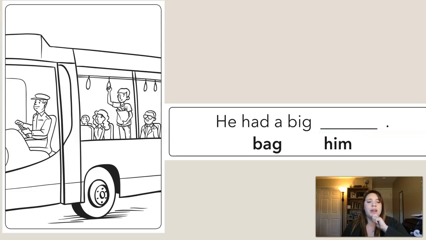He had a big him. No, that doesn't sound right to me. When I hear that sentence, it does not sound right. So I know I can X that one out.